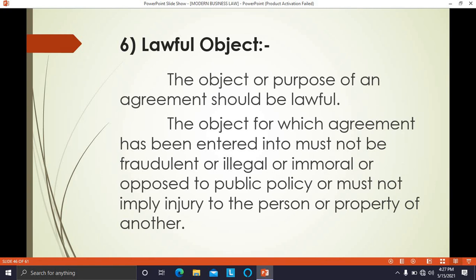When can we call it lawful? When it is not fraudulent. It should not be regarding committing fraud. It should not be illegal. It should not be against the provisions of any law. It should not be immoral, against the principles of morality. It should not be opposed to public policy, that is, against the interest of the general public. Then it should not imply injury to the person or property of another. Then we can call it a lawful object. So the purpose for which the agreement is entered into should not be fraudulent, illegal, immoral, opposed to public policy, and must not imply injury to the person or property of another.